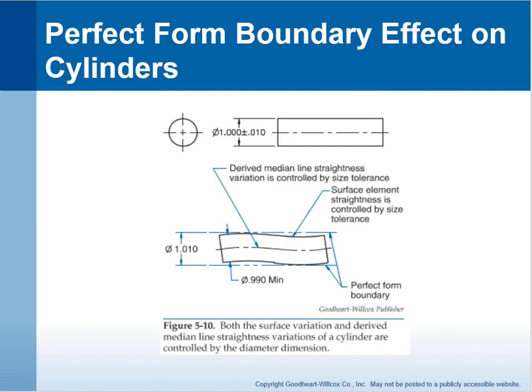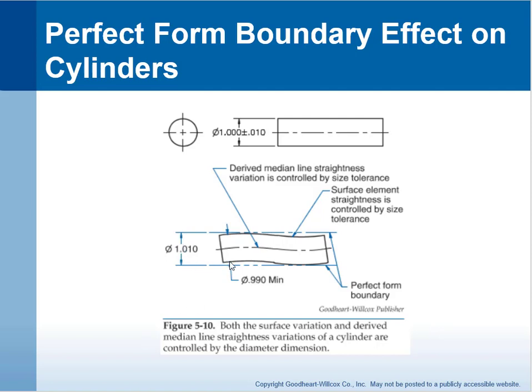In the last few slides, we talked about what the perfect form boundary looked like in a prism or a block. Now we're talking about what a perfect form boundary looks like for a cylindrical part. Okay, so in this case we have the same tolerance, 1 inch plus or minus 10 thousandths, which means our maximum material condition is 1 inch 10 thousandths. So what we're showing here is a perfect form boundary, that's these lines here, at the maximum material condition.